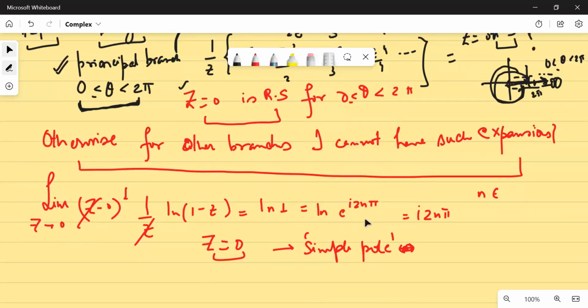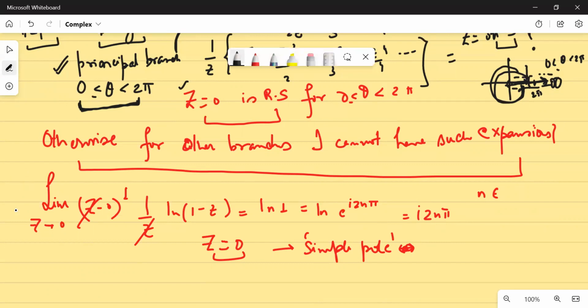So here I will write 1 in the most general form, that is e^(2πni). Certainly it is non-zero for all n belonging to the natural numbers except for 0. Otherwise, overall it is a non-zero term. So what I can say, at the minimum, is that z equal to 0 is a simple pole in that case.